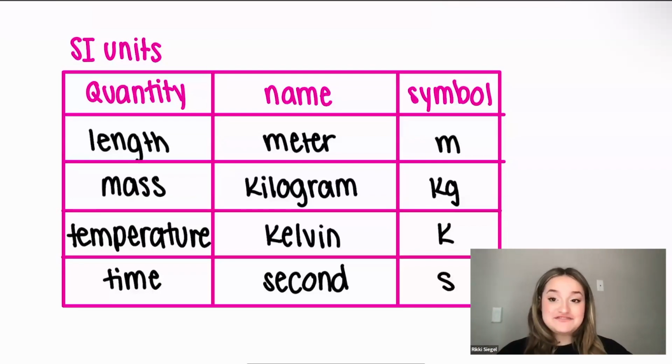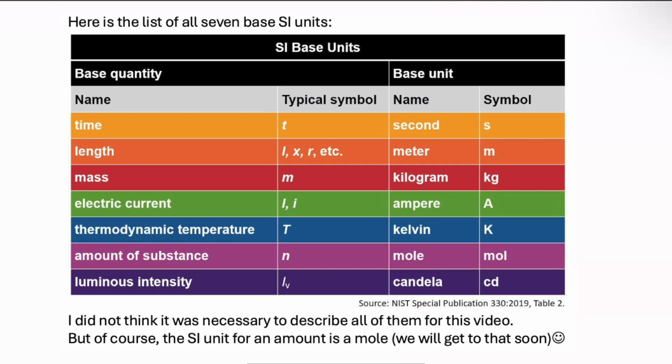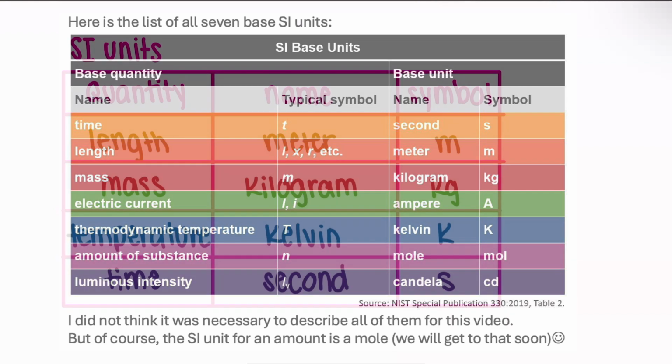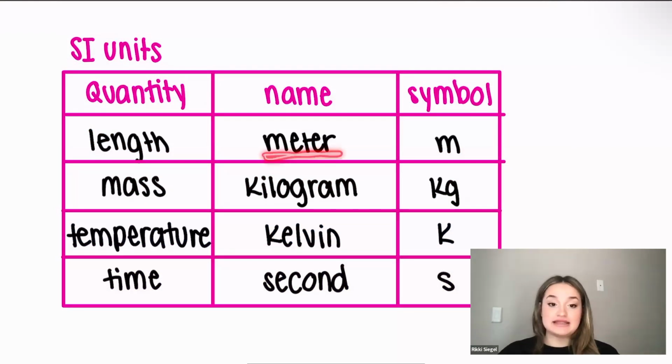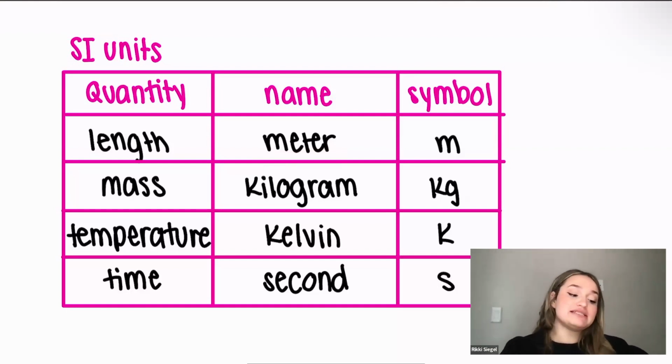Hi everyone, in this video we are going to be talking about SI units, prefixes, and conversions. SI is our system of internationally used units for scientific measurements. So when measuring length, we are going to be measuring it in meters, and that symbol is going to be M. For mass, it's going to be kilograms, temperature is Kelvin, and time is in seconds.